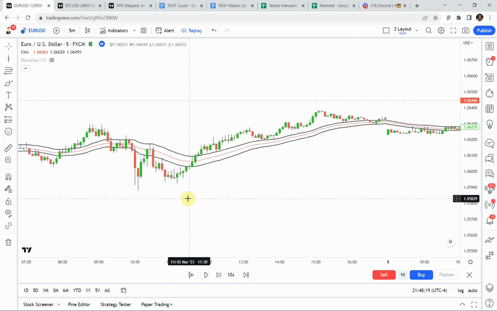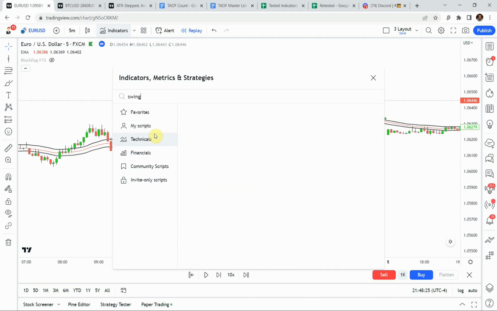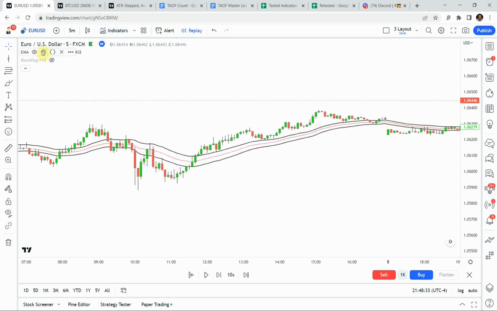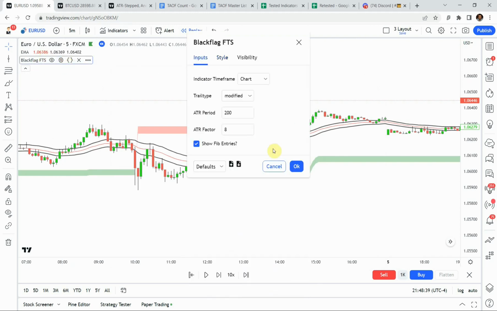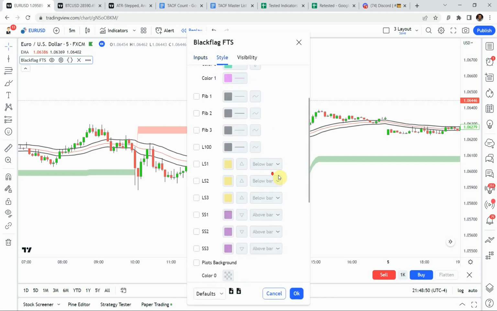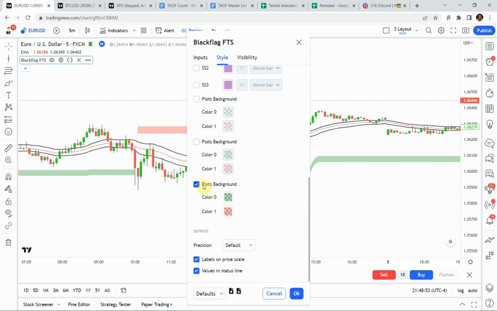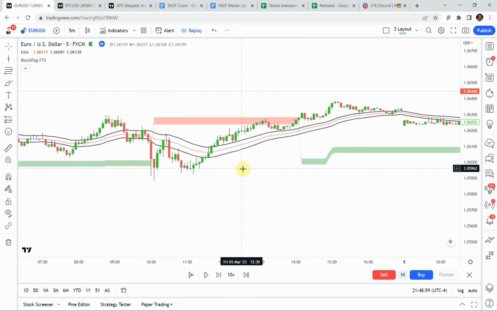Then the next indicator we're going to put on the screen is the swing arm. If you just type in swing arm, you can see it's this one right here, Swing Arm ATR Trend indicator. Put that on screen, and then we are going to make some modifications to it as well. In the inputs, we're going to change the ATR period to 200. We're going to change the ATR factor to 8. Then we're going to go to the style, and we're going to turn everything off except for the very last plot's background right here, and that will give us this right here.